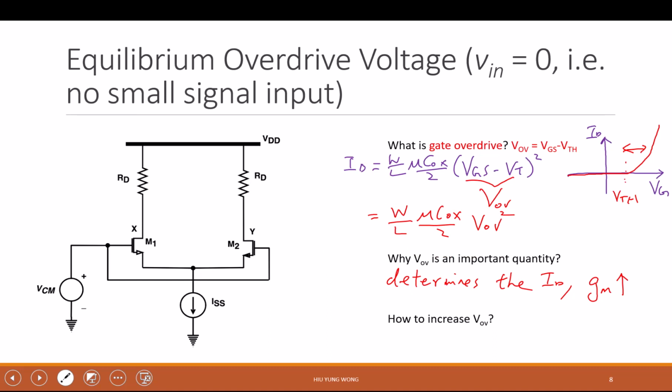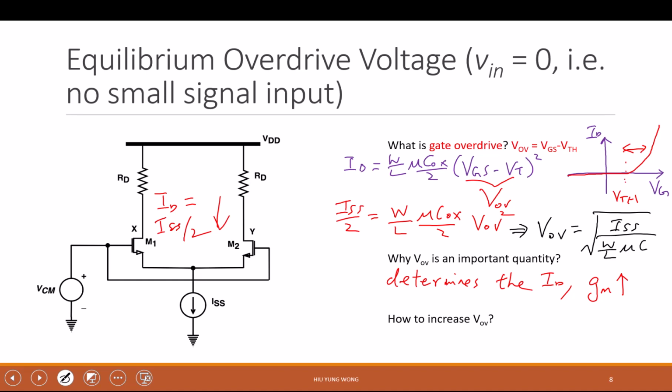The current, yeah. So your answer was correct. But what is the current here for the transistor? It's ISS over 2, because it is at a common mode, right? ID equals ISS over 2. Everyone okay with this? Yeah. So then the result is the overdrive VOV equals the square root of ISS divided by W on L mu Cox. Do I need the 2? Yeah, very good, right? Because I have 2 on both sides.